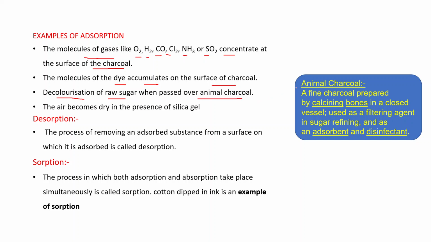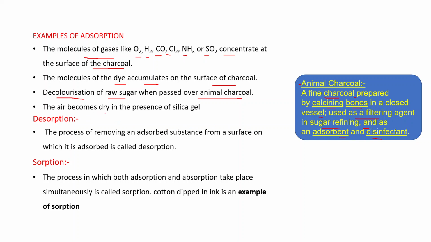Now you can ask, what is this animal charcoal? This is a fine charcoal prepared by calcining bones. What is calcining? That is heating in a limited supply of oxygen. That is called calcining bones in a closed vessel. And this animal charcoal is used as a filtering agent in sugar refining and as an adsorbent and disinfectant. Clear?